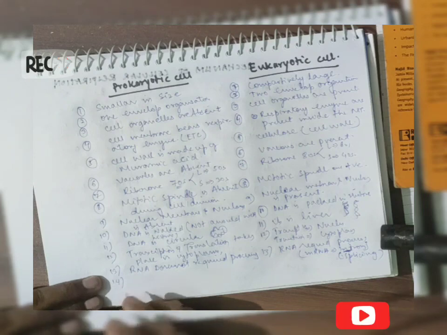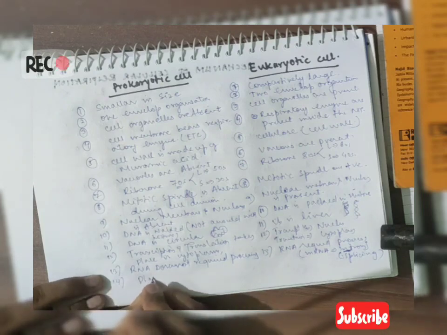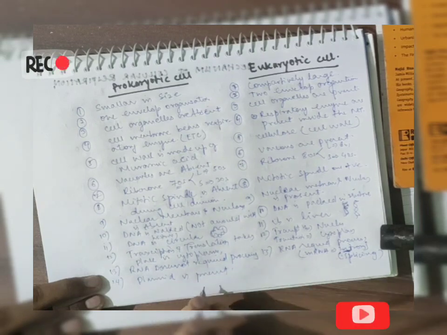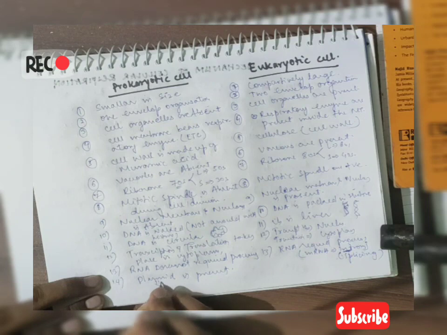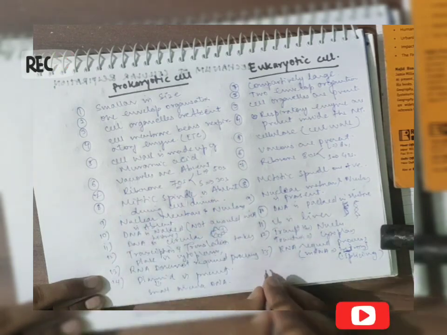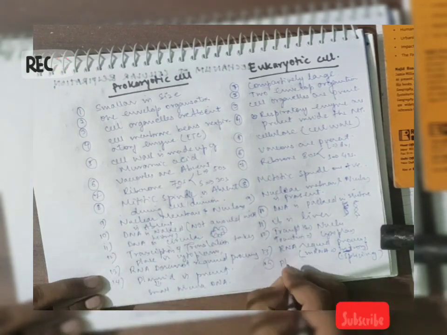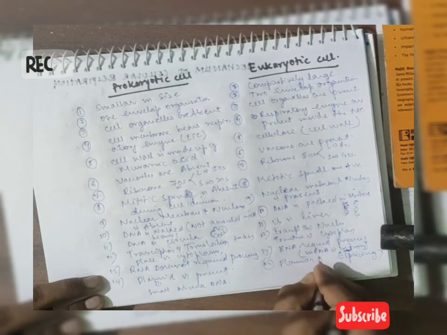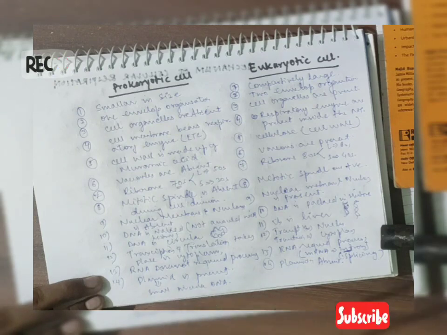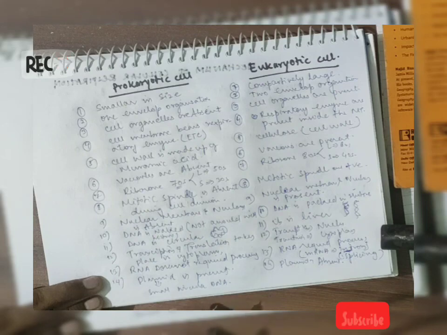And the other difference is the plasmid. Plasmid is present in prokaryotes. What is a plasmid? Plasmid is a small circular DNA, okay, small circular DNA apart from the nuclear DNA. So the fourteenth, the plasmid is absent in eukaryotes. This plasmid does not contain the basic genes. They contain some other supportive genes such as the resistance gene, etcetera.